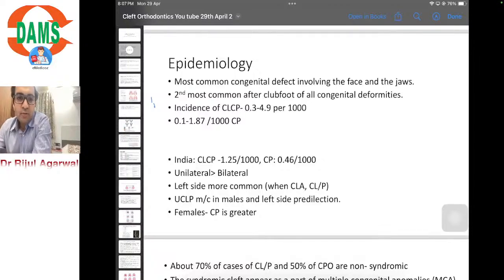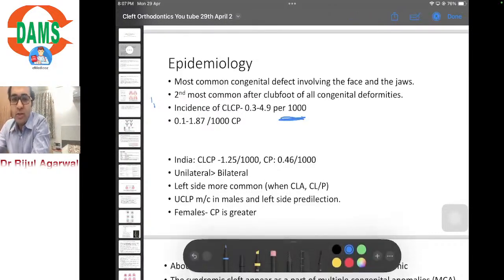The incidence of cleft lip and palate combined worldwide is 0.3 to 4.9 per thousand of the population. Just remember, these facts and figures have been asked in the exam, so that's why I mentioned this according to the latest data. Cleft palate alone is 0.1 to 1.87 per thousand live birth. Whereas in India, this data from India, combined is 1.25 per thousand live birth, and cleft palate alone is 0.46 per thousand live birth.